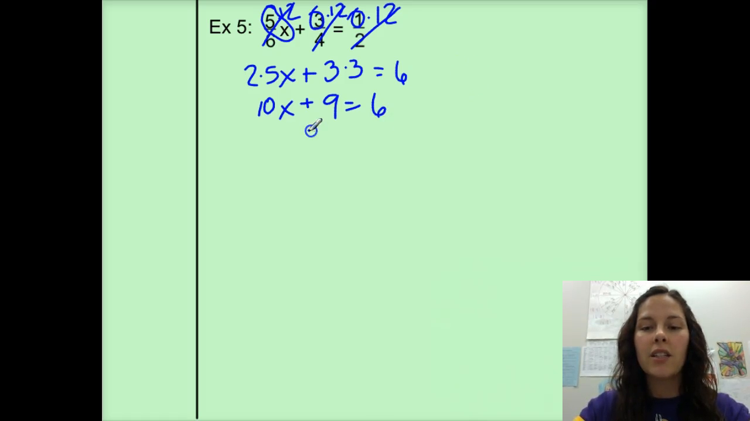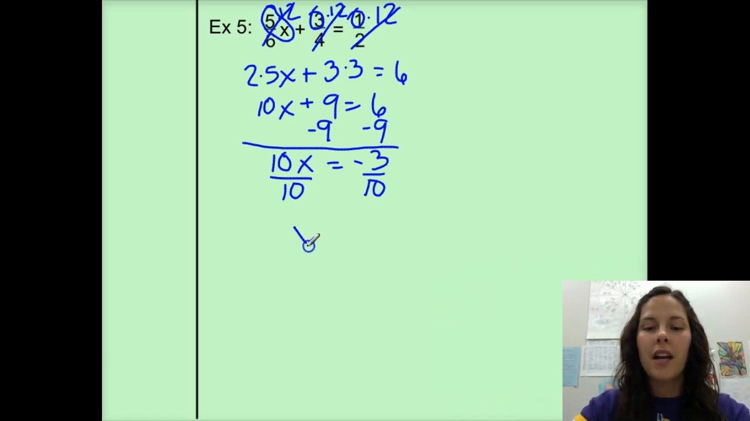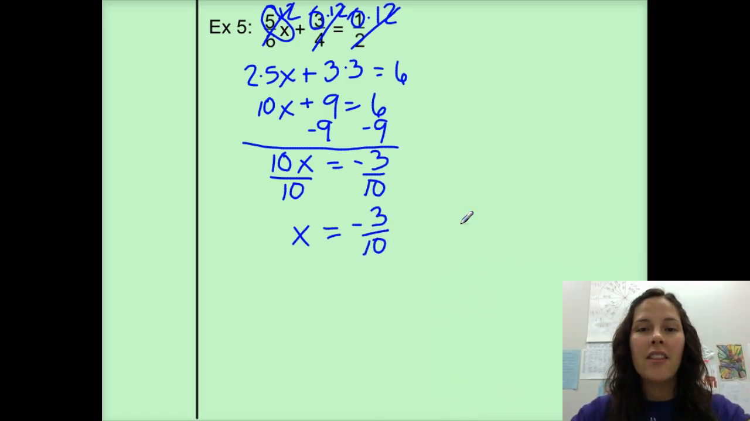And then solving by undoing, I'm going to subtract 9 from both sides to cancel that addition, which comes last in order of operations. 6 minus 9 is -3. Again, be careful for that negative sign. And dividing both sides by 10, I get x equals -3/10 because 10 does not go into 3 evenly, and they don't have a common factor, so we can't simplify.